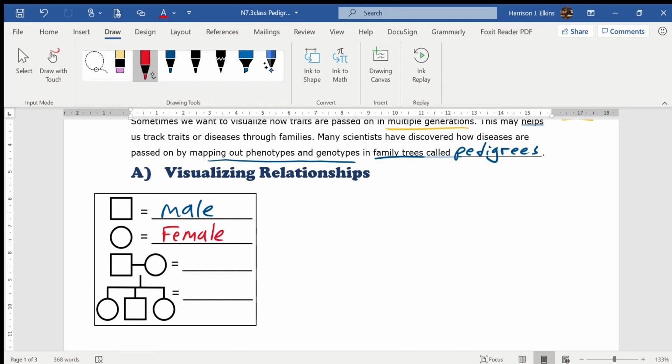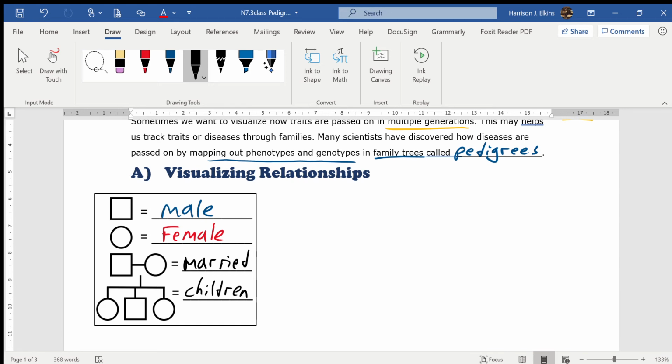What do you think it means if we have a square and a circle combined? Well, that's if they are married. Let's change that there. Right, they are married. What do you think this means? What if they branch down and kind of connect, almost like fruit hanging off of a tree? Well, those are going to be the children. Right? So those are our tools for how we're going to draw our family tree.